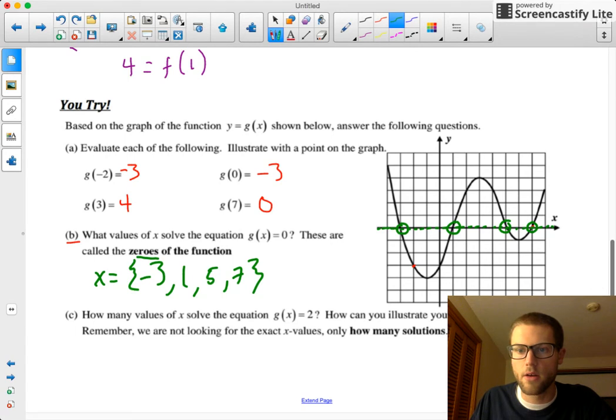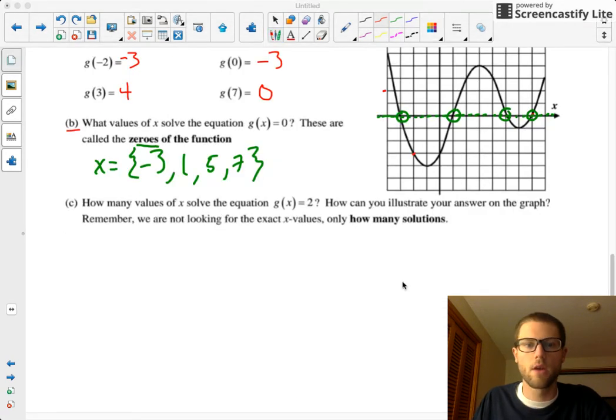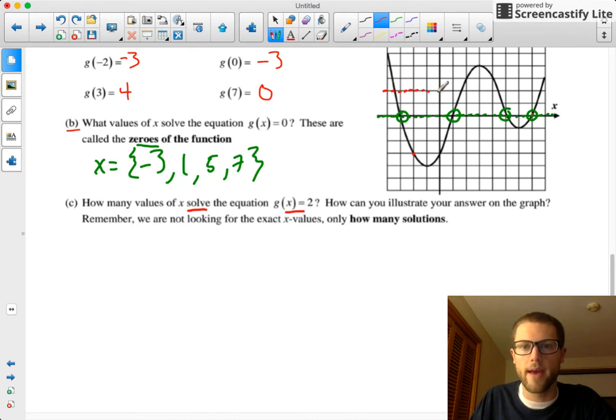Finally, we're asked how many values of x solve the equation g of x equals 2. So that means that I'm looking for when my outputs equal 2, or when y equals 2. And that's going to happen 1, 2, 3, 4 times. So I will have 4 solutions, or 4 x values to this equation. And there you go. Hope this helps.